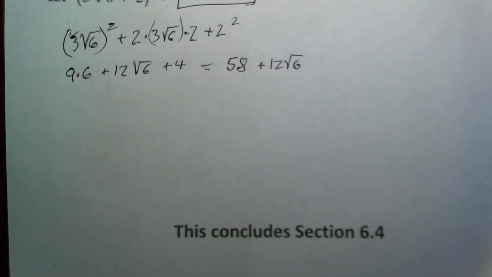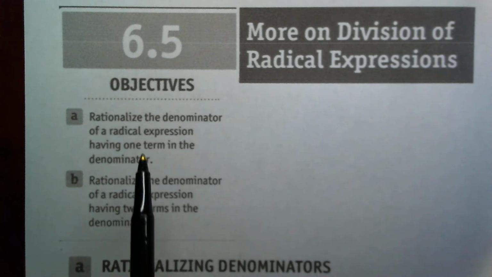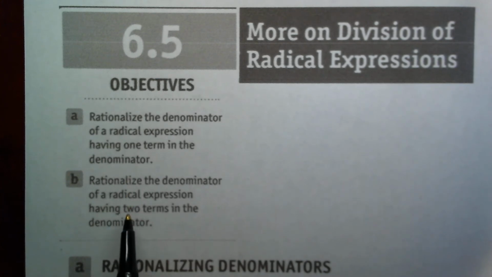And this concludes section 6.4, and I would just encourage you to do additional exercises from the section in the book, section 6.4. Section 6.5 is more on division of radical expressions, and there are two objectives. Number one, to rationalize the denominator of a radical expression having one term in the denominator, and then rationalizing the denominator of a radical expression having two terms in the denominator.